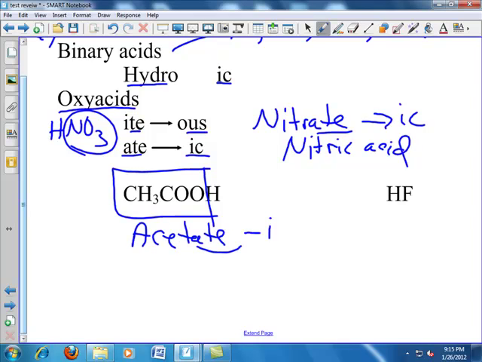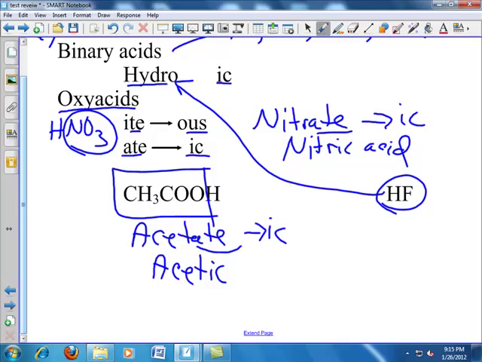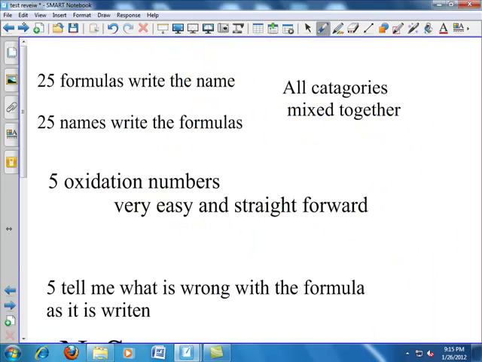Acetic acid, the -ate becomes an -ic. Here's a binary acid. That binary needs the hydro, so hydro, and then it's fluorine, so fluoric acid, and that's it. Hydrofluoric acid, putting an -ic on the end of it. Okay, so those are your acids.